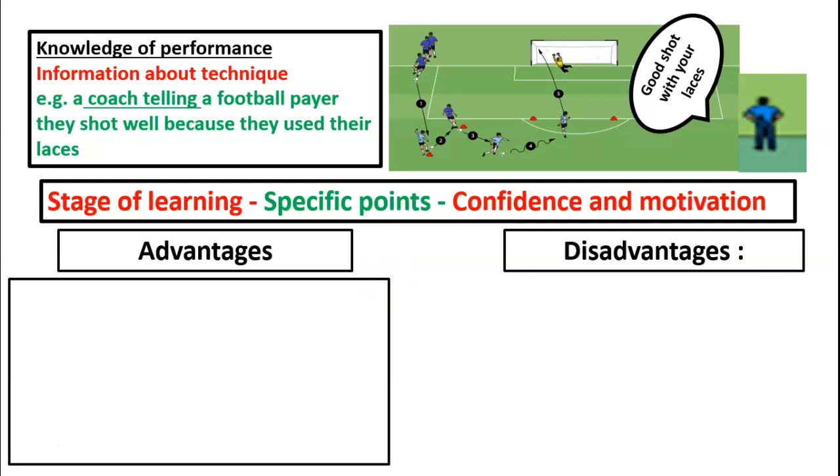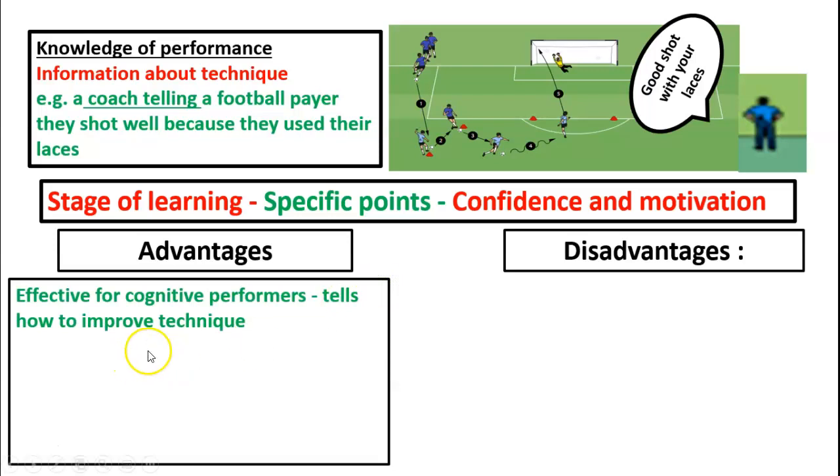Knowledge of performance, information about technique, is extremely effective for cognitive performers because it tells them how to improve technique. So for example, if this person hadn't shot with their laces, they might have said, that's not a very good shot, you need to shoot with your laces. This is extremely effective for cognitive performers because they don't know the technique yet. So it tells the performer how to improve their technique. So it's effective for cognitive stage learners or beginners because it tells them how to improve technique.